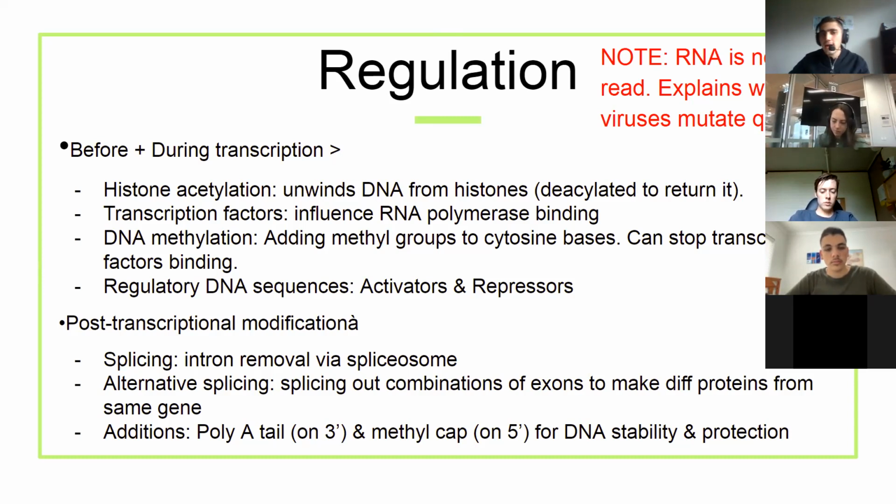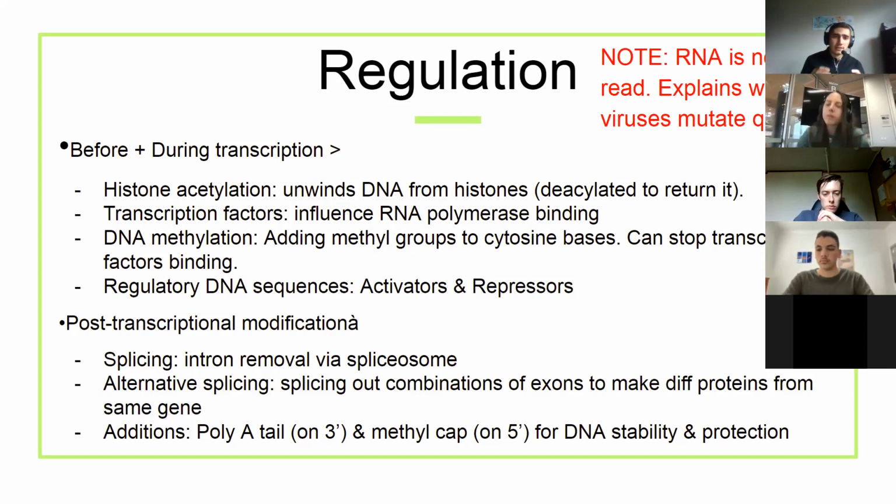And then finally, we add something called a poly A tail and a methyl cap, respectively on the 3' end and the 5' end of that mRNA strand, and they just help with stability and protection of the mRNA. Just a bit of a side note here, but these are part of the nucleus that make sure the RNA is okay.